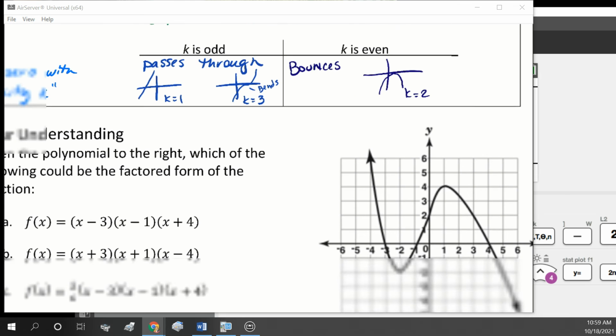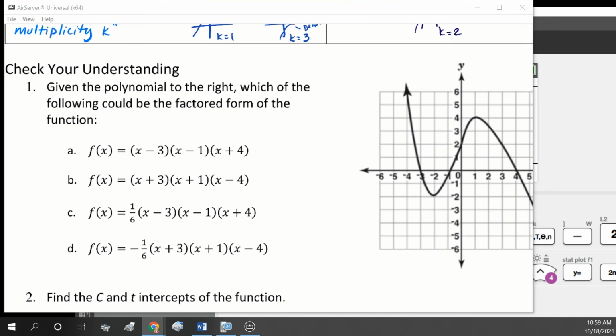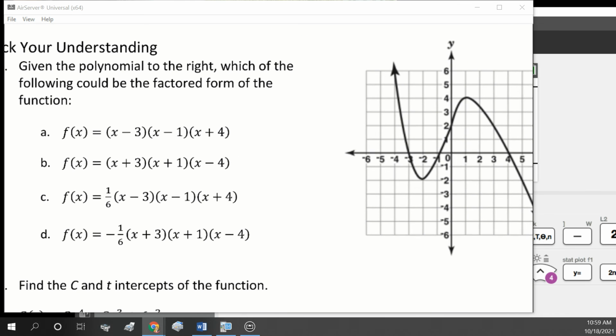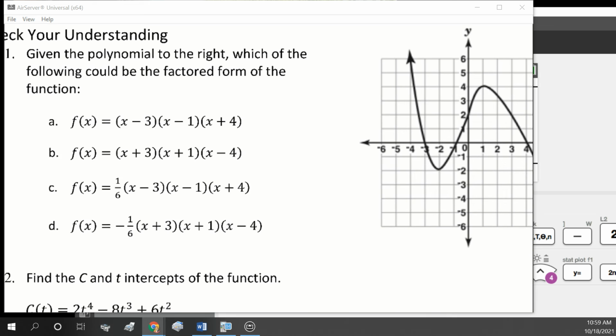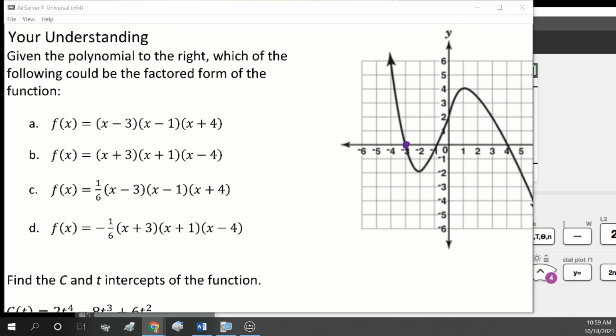Okay, so let's look at our check for understanding questions. For number 1, we have a graph of a polynomial, and we want to know which of the following could be the factored form of the function. So let's just start off with the x-intercepts. This one has 3 x-intercepts at -3, -1, and 4. So what 2 choices can we just mark out because they have the wrong x-intercepts? A and C, right? Because we do the opposite.